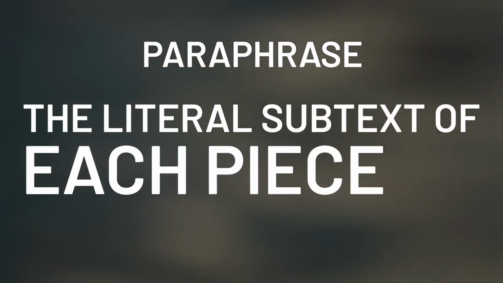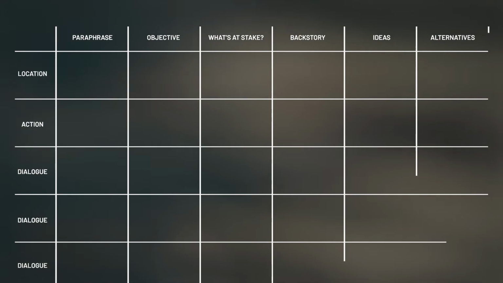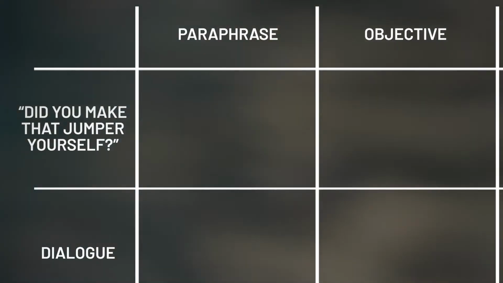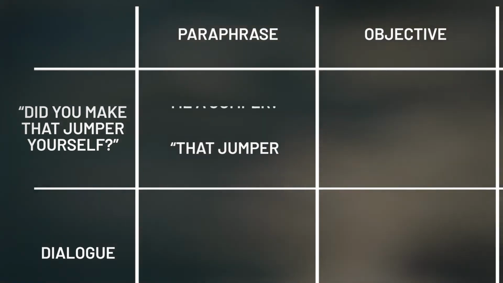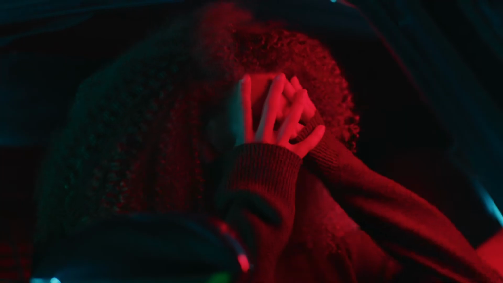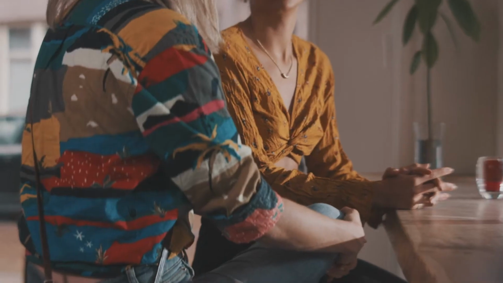Under paraphrase, you want to write out the literal subtext for each piece of action or dialogue. What does that character explicitly mean by what they say or do? Like my previous example of, did you make that jumper yourself? There you might simply write, that jumper looks awful, or whatever meaning you apply given the context. A look or pause or gesture or any other action should be just as loaded with meaning as the speech, so you'll have no trouble filling that out.